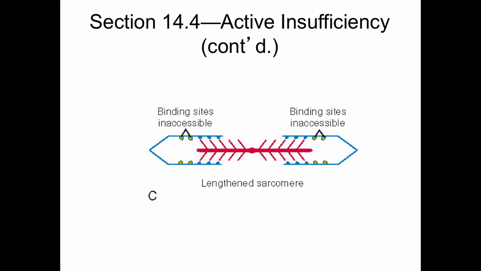This illustration shows a lengthened sarcomere. Note the fact that the inaccessible binding sites result in fewer myosin-actin cross-bridges being able to form when the sarcomere is lengthened.